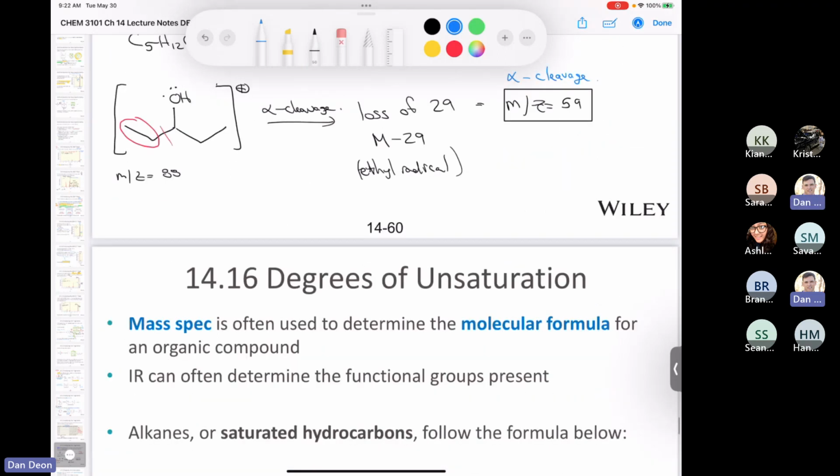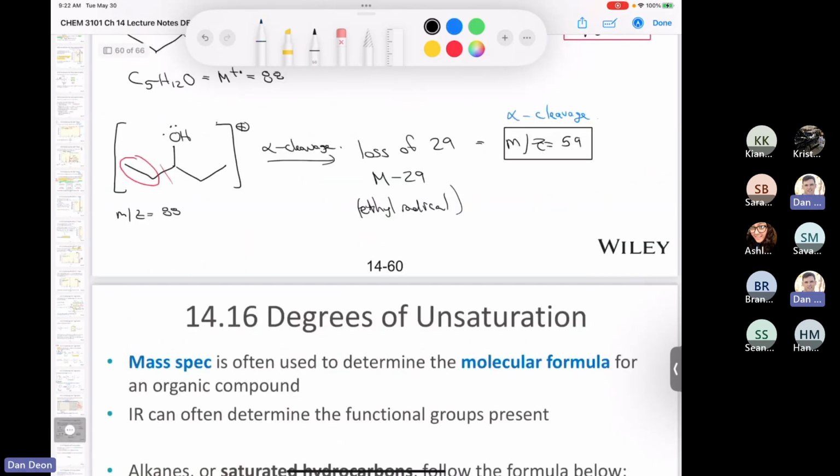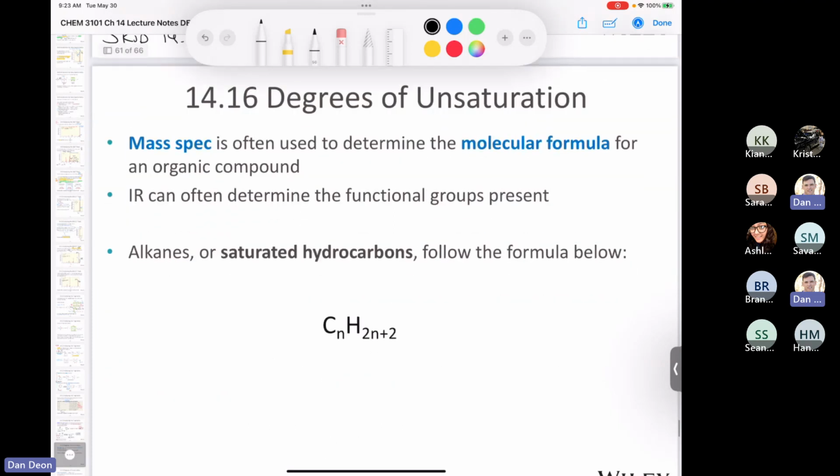All right, so we're going to skip, I'll write it down here, we are going to skip sections 14.13, 14.14, and 14.15. I'll leave that as an FYI. If you want to read that, it's definitely interesting, but it's nothing that we cover, and it's nothing that's covered on the final exam. So the very last section deals with degrees of unsaturation.